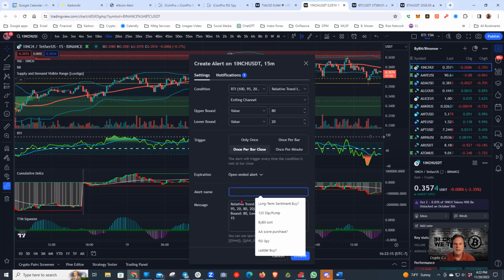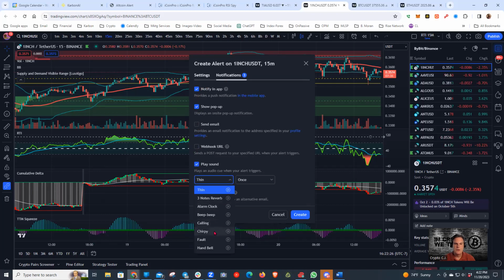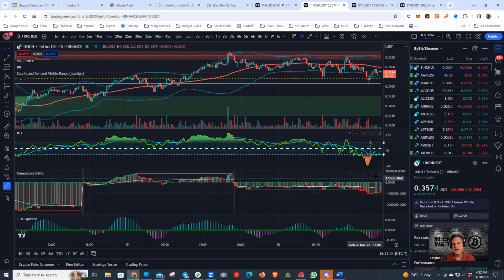And again, this was an AA score, so I'll use that. And notify an app, pop up, turn that off, play a sound, and go with chirpy, click that on. And this will tell me if it breaks above the 80 on the RTI, or if it breaks below the 20. Those are trend trades I want to investigate.